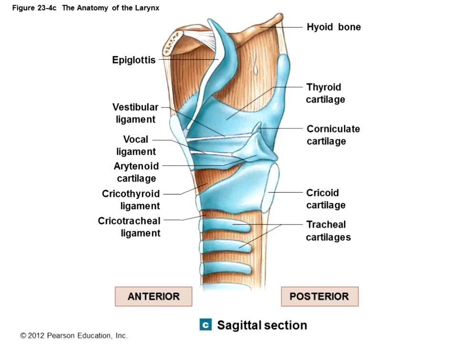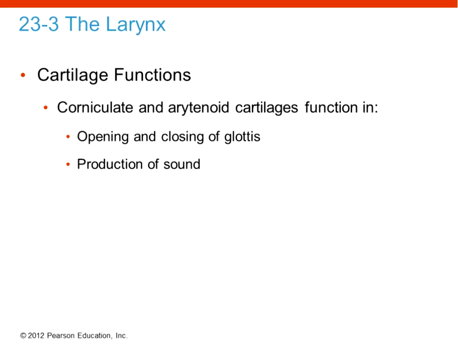But again, this is a nice lab topic where you get to see these models and those structures. Here's a sagittal section. You can see the epiglottis here. And then here you can see the corniculate and the arytenoid cartilage attached to the vocal folds, and that's where sound production occurs. And then below that you can see the trachea begin.